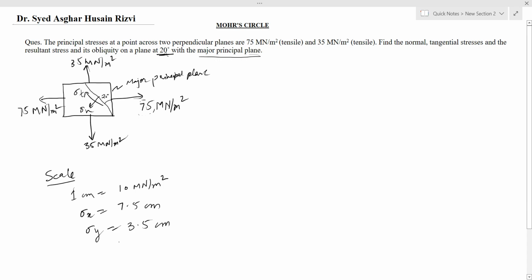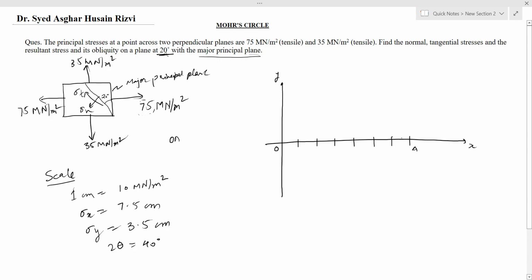The angles are represented twice on the Mohr circle, so 2 theta will be 40 degree, that will be represented on the Mohr circle. So now let us draw the Mohr circle. We'll draw the y-axis, we'll draw the x-axis. Since both the stresses are tensile in nature, they both will be marked on positive x-axis. 1, 2, 3, 4, 5, 6, 7. Like this we'll do the marking, and we will mark point A such that OA is 7.5, so it will be near about this point. OA will be equal to sigma x equal to 7.5 centimeter, and OB will be equal to sigma y equal to 3.5. So 1, 2, 3 and 3.5. This point will be point B.